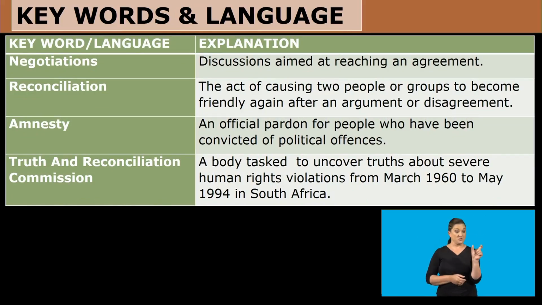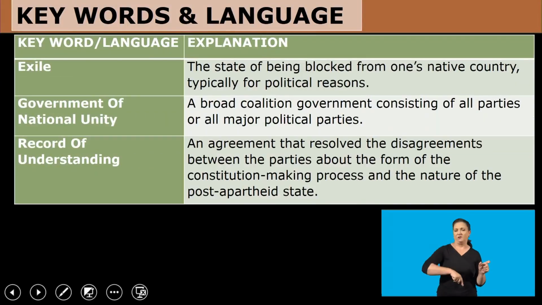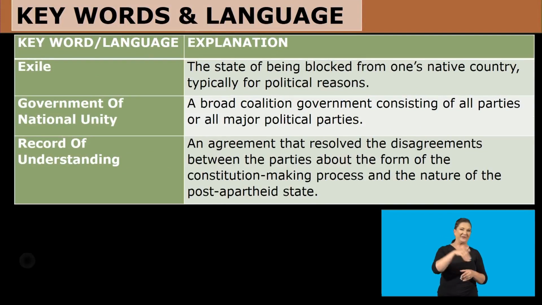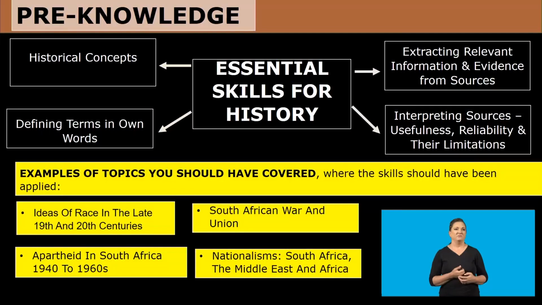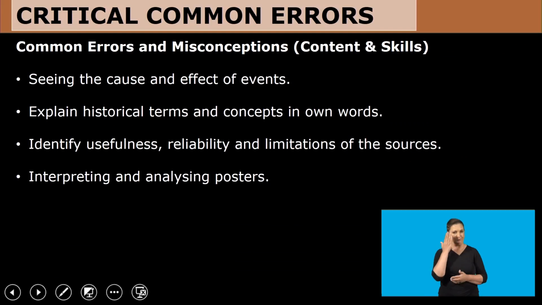Now, coupled with the skills, remember that there are specific concepts or keywords that come with this theme that you're supposed to learn, ranging from negotiations, reconciliation, and so on. I won't go over all of them, but you know they go with the theme. Please make sure that you know all of them because you will be expected to define them in your own words. There is also pre-knowledge, information that you will have learned from grade 10 or grade 11 that will help you understand this theme. Knowledge like ideas of race in the late 19th and 20th centuries, South African war, and so on. So please make sure that you remember those.